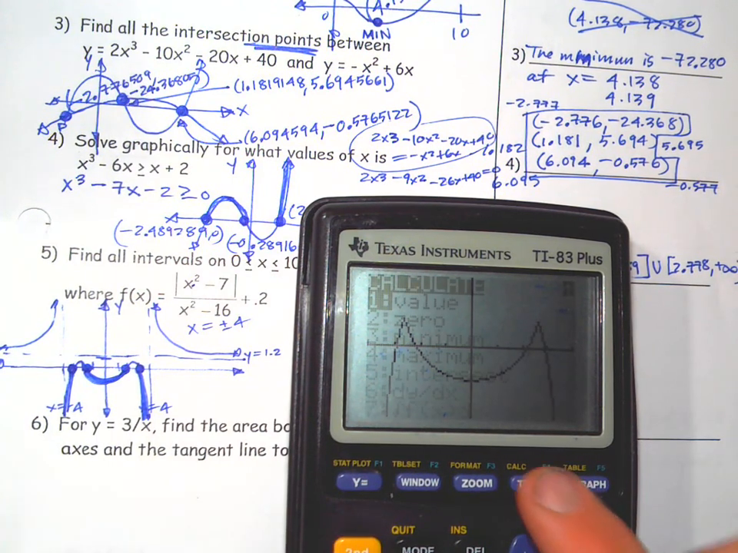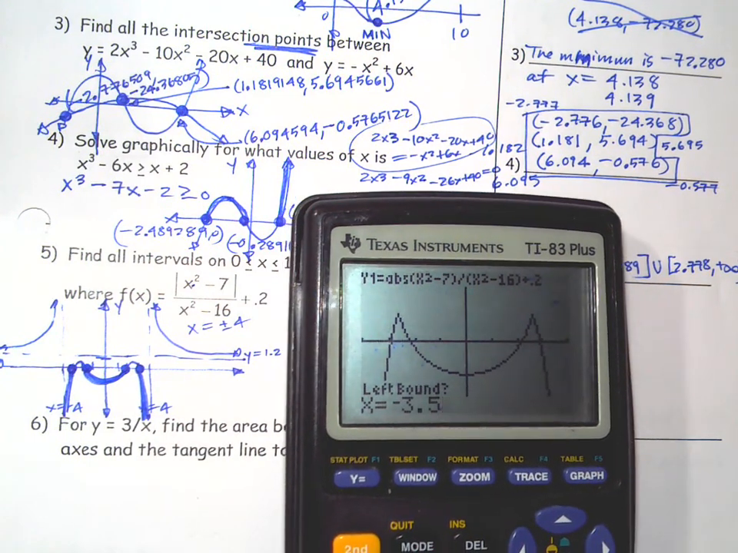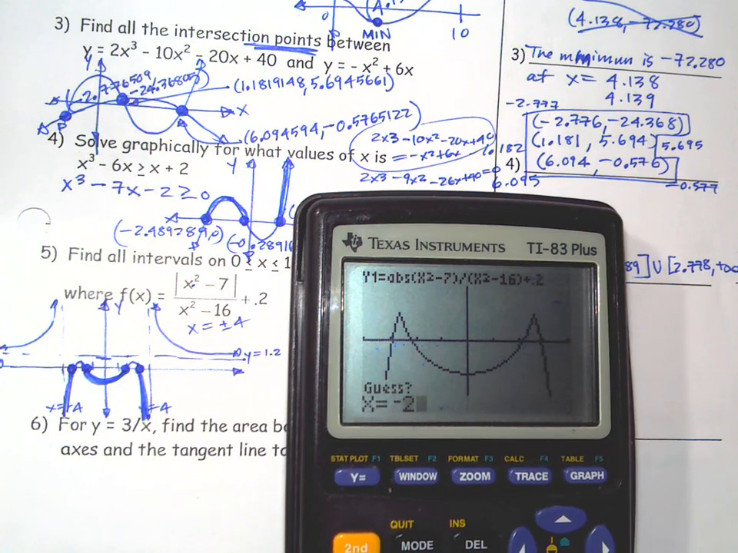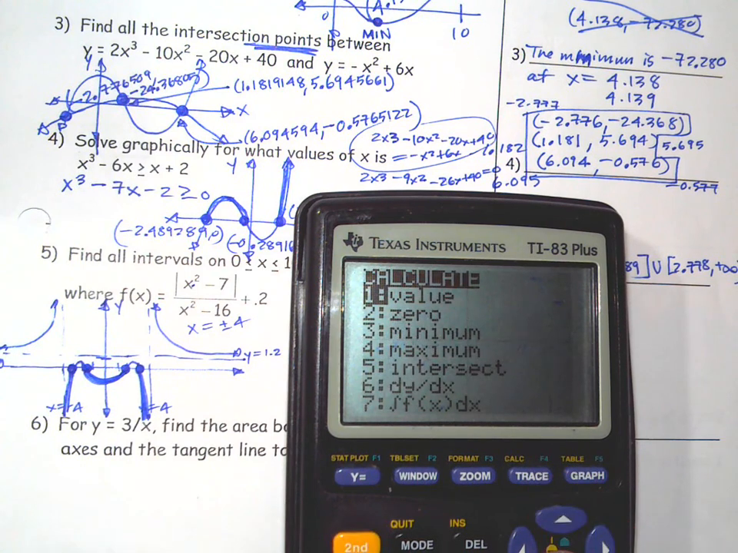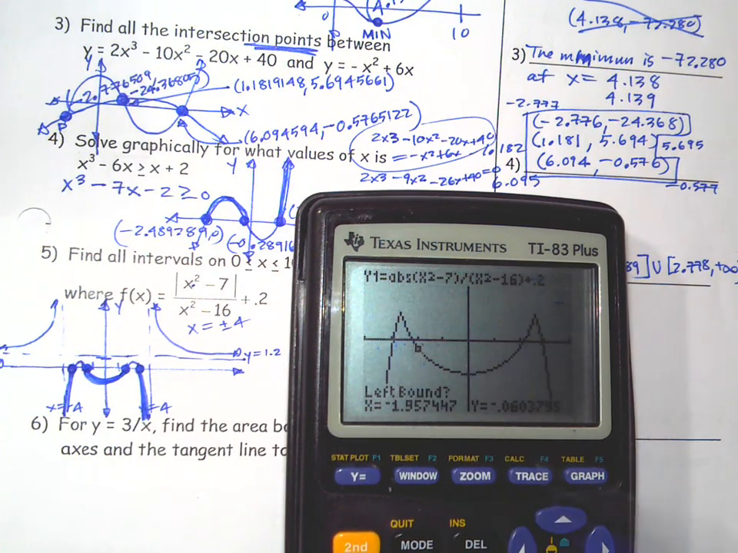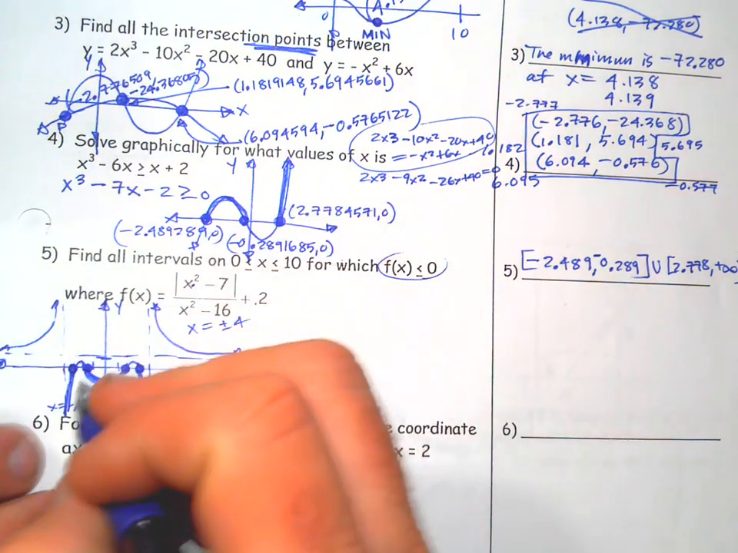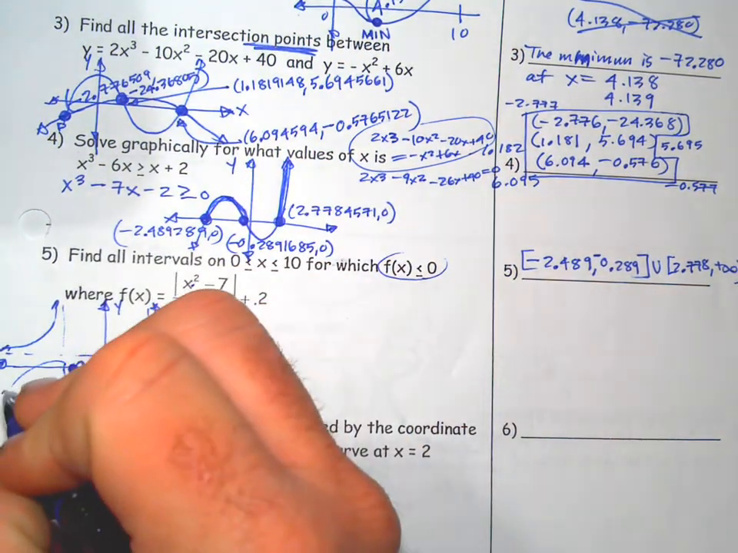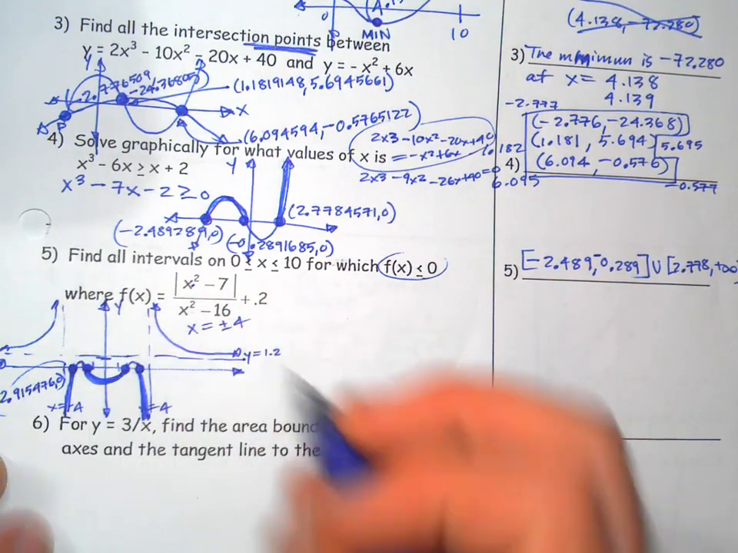So second calc, 0. It looks like it's around -3. So let's say -3.5 to -2.5, guess -2. Oh, shoot, it didn't like that. Second calc, 0. So -3.5 to -2.5, guess -3. See, my guess wasn't between my points. So that is -2.915476, 0.